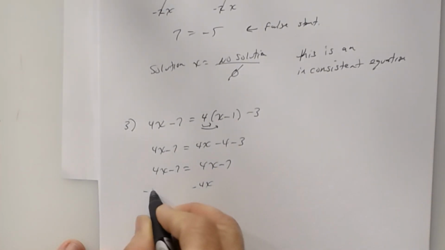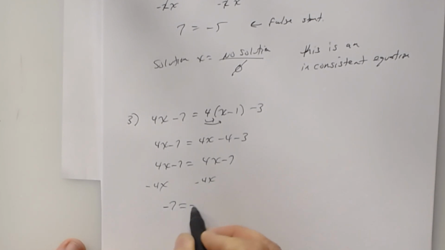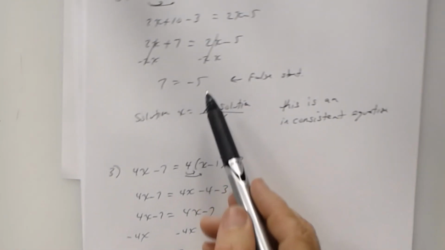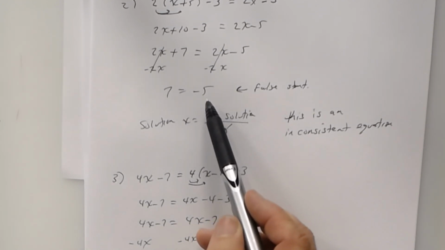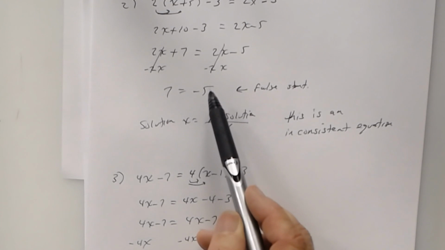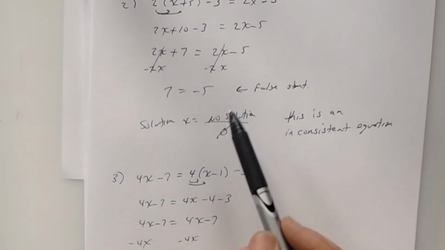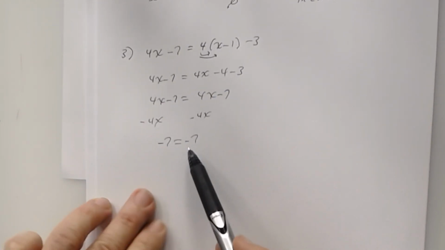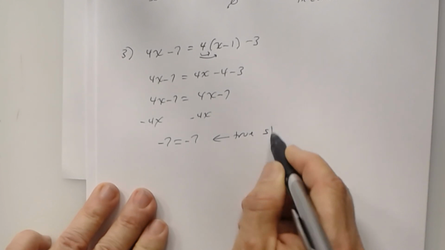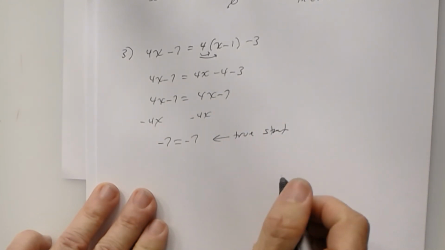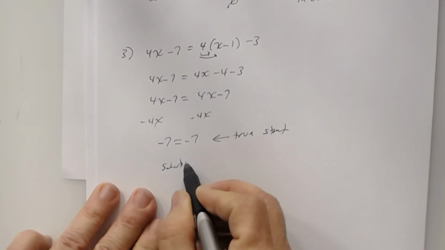Minus 4x, and what are you left with? Negative 7 equals negative 7. So notice right here, when the variable disappeared, we asked ourselves, is this a false or true statement? That was a false statement. So we said what? No solution. Here, this is a what? True statement. So this is how you're going to write the solution now.